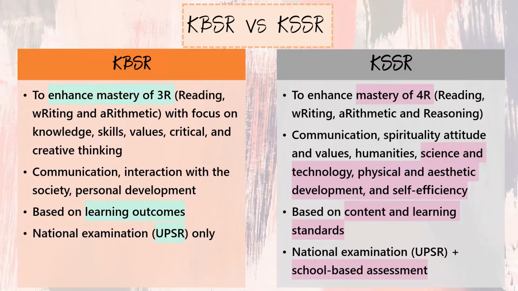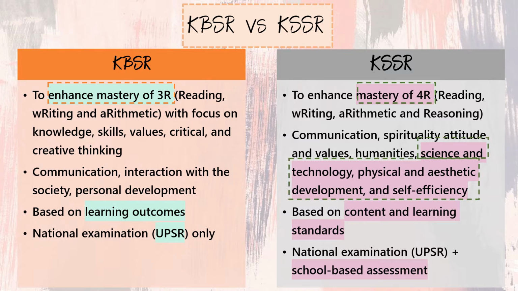Now, let's take a look at the difference between KPSR and KSSR. The aim of KPSR is to enhance the mastery of 3R, while KSSR aims to enhance mastery of 4R. KPSR has 3 pillars, while KSSR has 6. Curriculum of KPSR is based on learning outcomes, while KSSR is based on content and learning standards. And last one, the assessment type of KPSR is national examination only, while KSSR has national examination and school-based assessment.